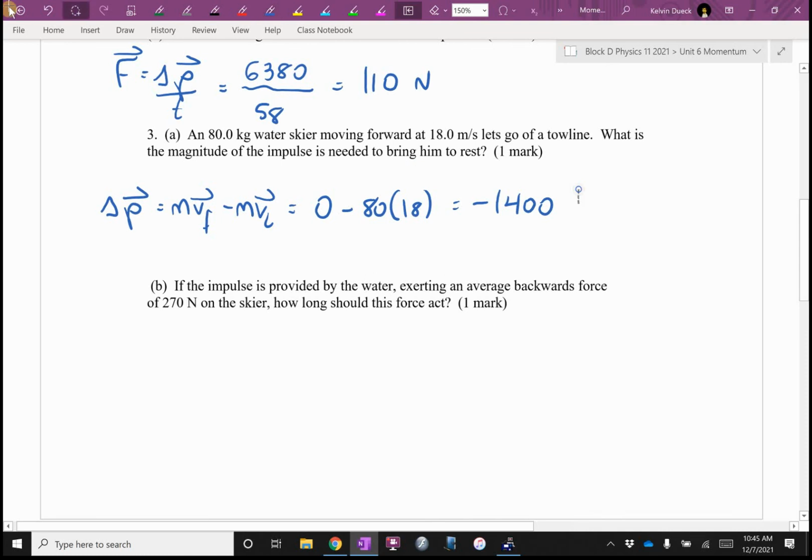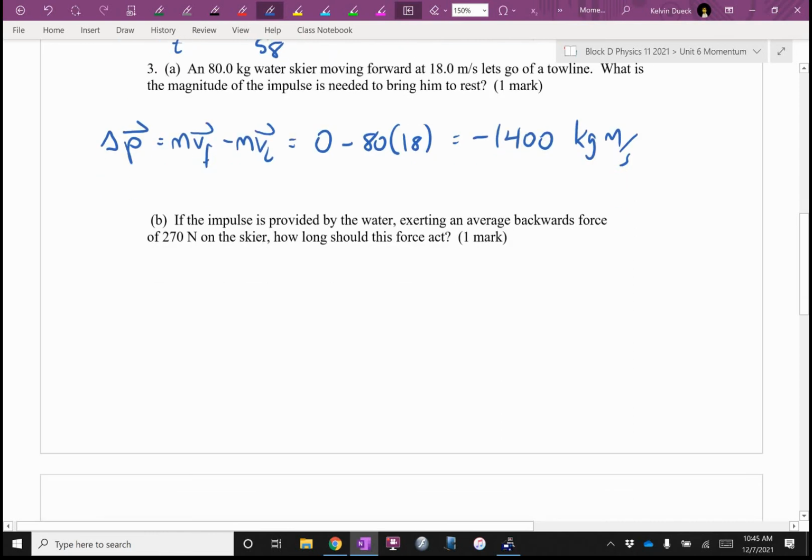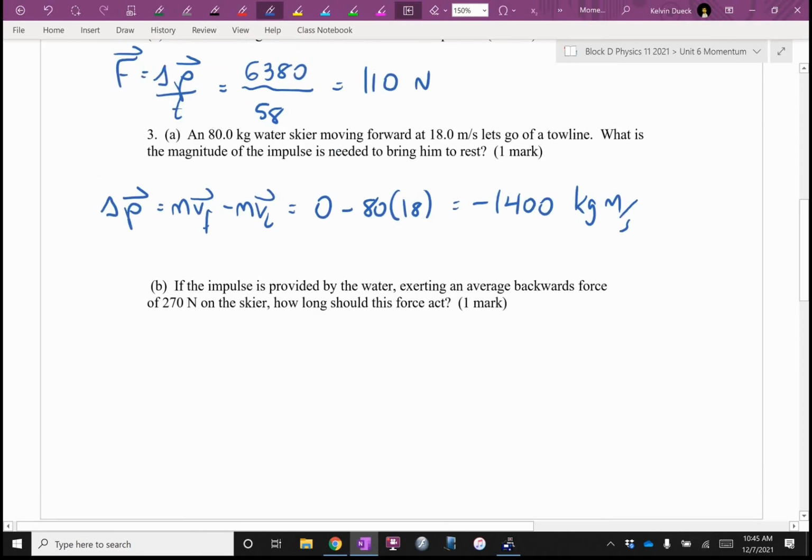Units, kilogram meters per second. Yeah. So I said a positive that number backwards. Yep. Because I just said magnitude. I didn't ask for a direction. Oh. Right.